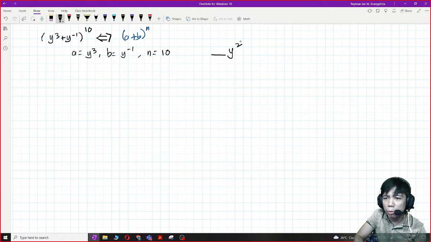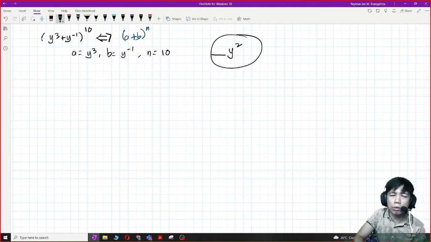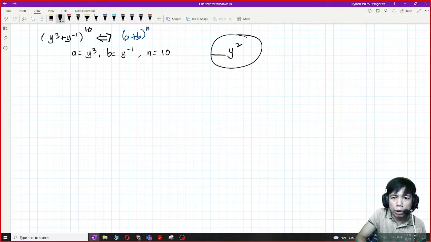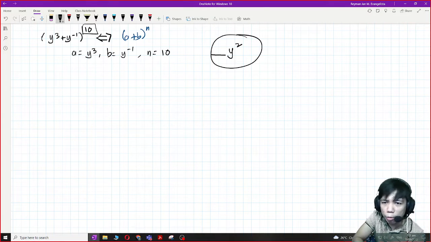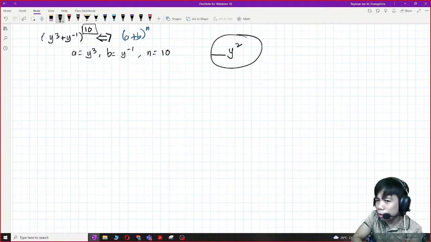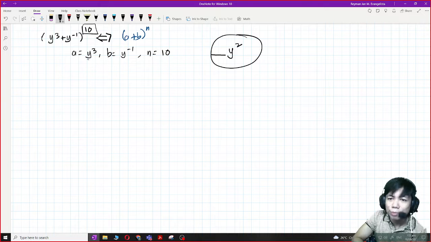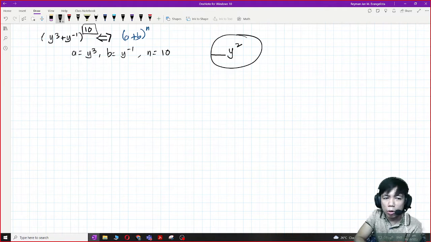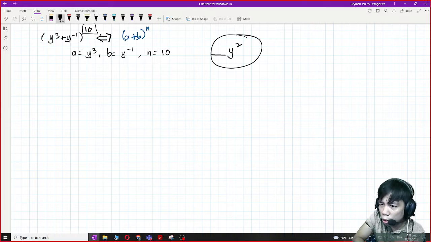Okay? Ngayon, hindi mo alam kung anong term to. Kung siya ay first, second, third, fourth, and so on so forth. Okay? Take note guys na meron tayong 10 dyan. Ibig sabihin, meron tayong 11 terms. So, yung choices mo lang doon is parang 1 to 11. Okay? So, para mas specific yung makukuha mo dyan, gagamitin mo is yung r term.